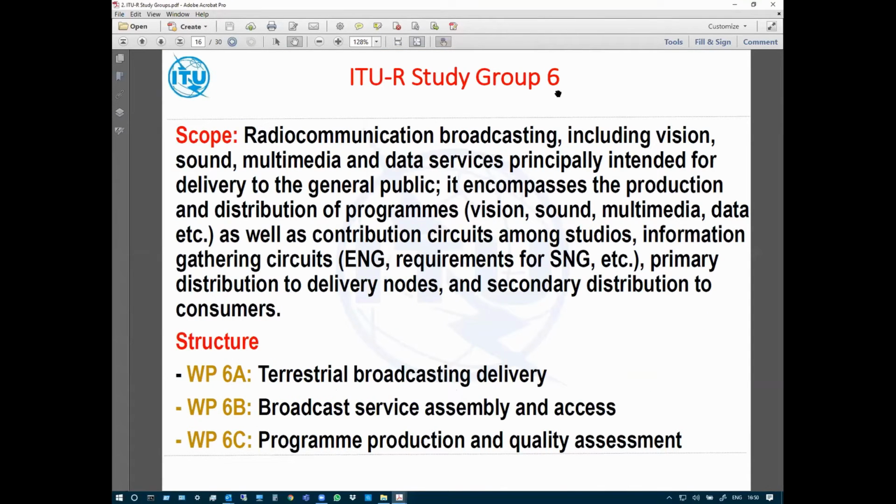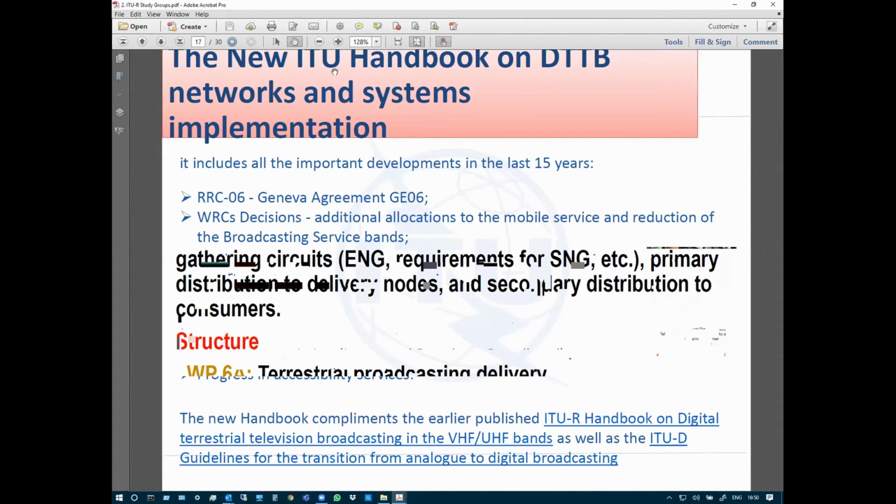ITU-R study group 6: terrestrial broadcasting, broadcasting service, and program production. We have published the new ITU-R handbook on digital terrestrial television broadcasting and its implementation. We invite you to download it because it is free of charge.